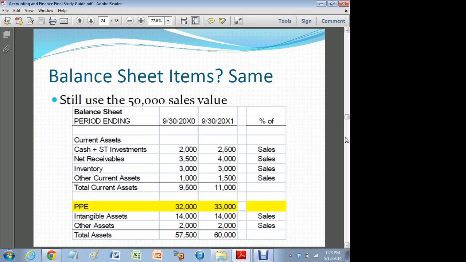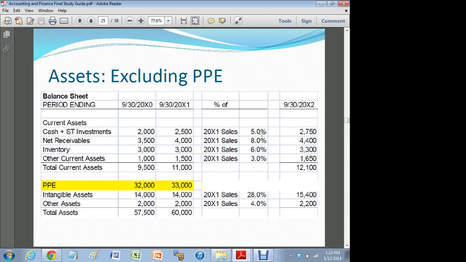Balance sheet terms, same idea. Even though these are snapshot terms as opposed to revenue, we project them the same way that we would project the income statement values. So still use that 50,000 value we had before for this most recent year. Take the percentage of that and then multiply the percentage by the 55,000 number we have. So this is for all the assets, excluding PPE, because that is going to follow its own rule.